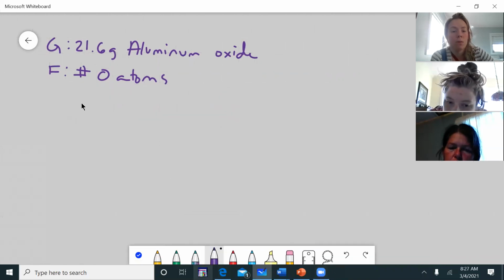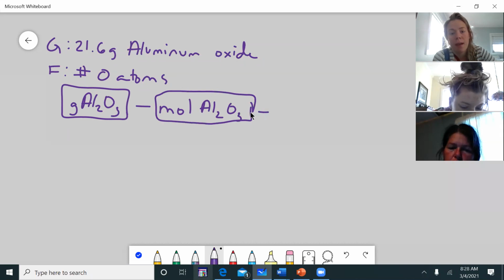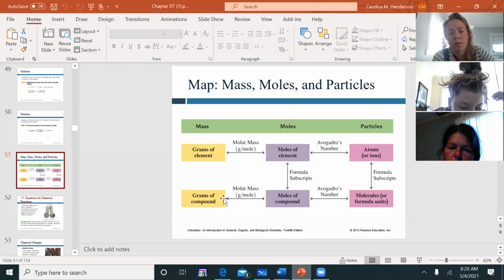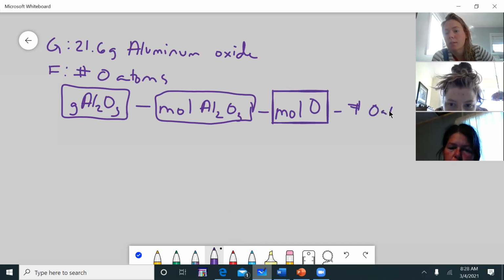Off of that flow chart, what we should do is start with grams of aluminum oxide, and you have to figure out what the formula for aluminum oxide is. It's Al2O3. If you can't get that, you can't calculate the correct molar mass. So grams of aluminum oxide goes into moles of aluminum oxide. Then from that, looking at our chart, I can go moles of element and then atoms of element. You could go molecules and then atoms either way, but I'm going to go this way. So then we get moles of oxygen, and then we get number of oxygen atoms.